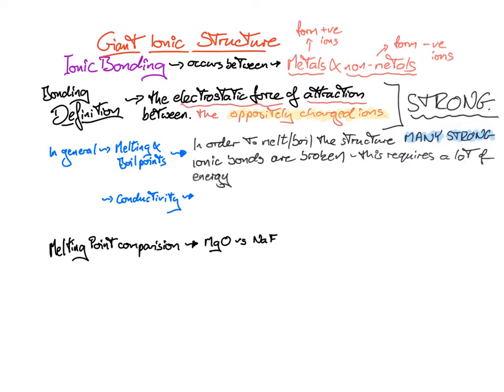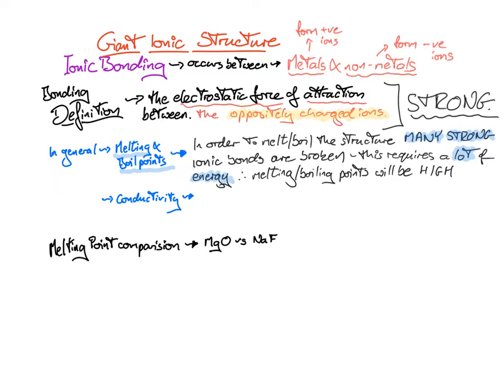This requires a lot of energy, and because it requires a lot of energy, the melting point and boiling point must therefore be high. And that is generally going to be the case for all giant ionic structures, i.e. any structure with ionic bonding. Let's just write that in as well. So that's in now. Let's recap. Melting points and boiling points. I've written boil points. It really should be boiling points, but never mind.